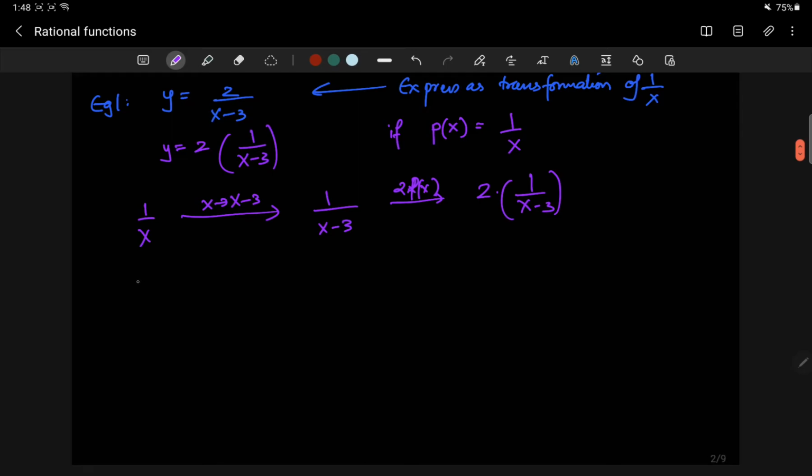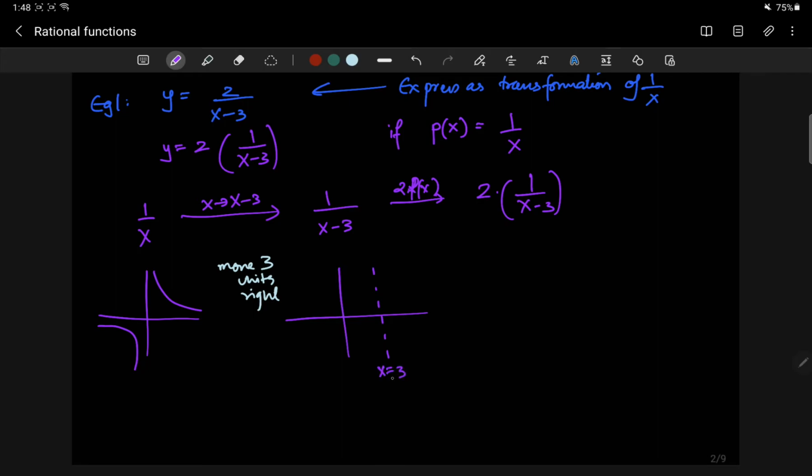Which means we start with the graph of 1 over x. Changing x to x minus 3, what does that correspond to? That corresponds to moving 3 units to the right. So if I move this graph 3 units to the right, this asymptote at 0 is now going to be at 3. It's going to behave the same way, and there's some point where it crosses the 0, which is fine.